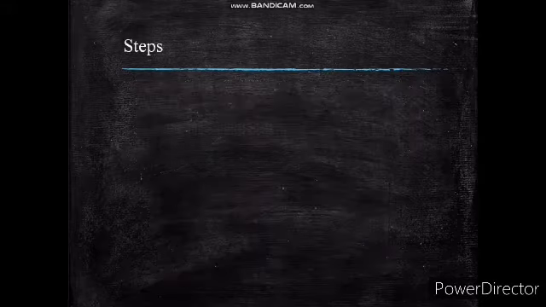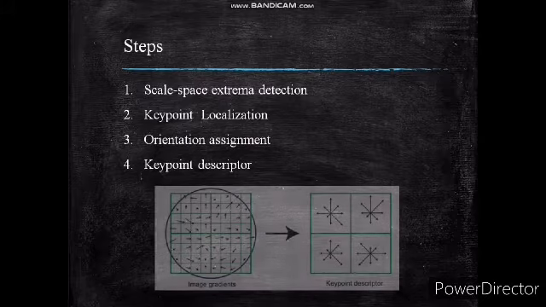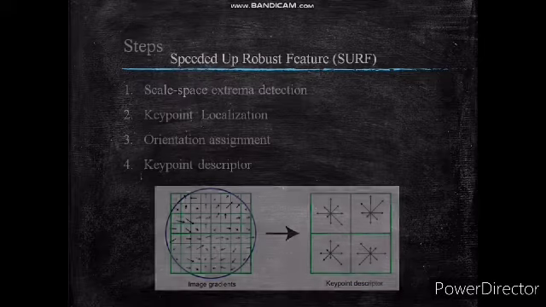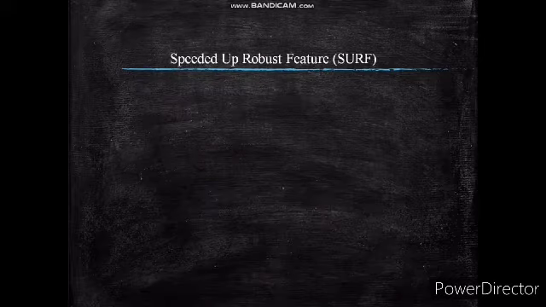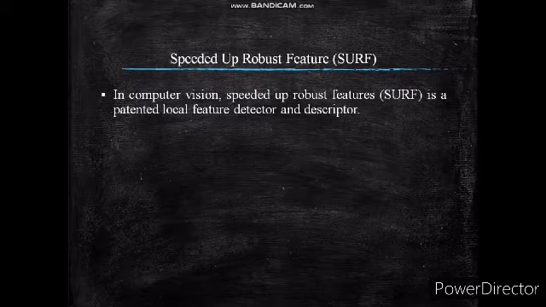These are the steps included in the scale invariant feature transform: scale space extrema detection, key point localization, orientation assignment, and key point descriptor. Now let's move on to speeded up robust features. In computer vision, speeded up robust features, also known as SURF, is a local feature detector and descriptor.